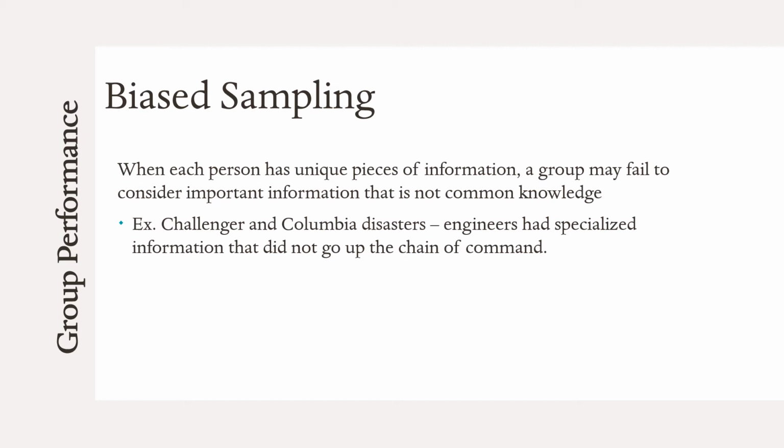Another thing that happens is biased sampling. When each person within the group has unique pieces of information, a group may fail to consider important information that is not common knowledge. Again, this was seen in both the Challenger and the Columbia disasters. The engineers had specialized information that did not go up the chain of command.